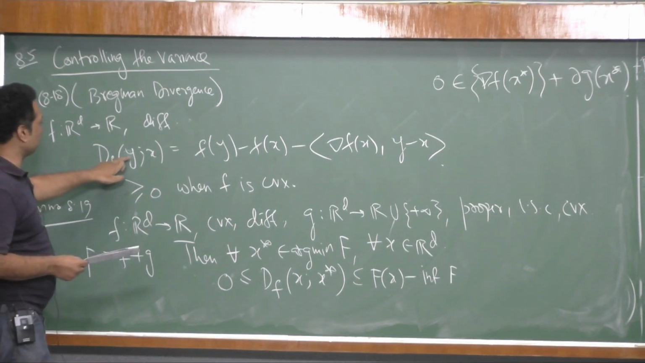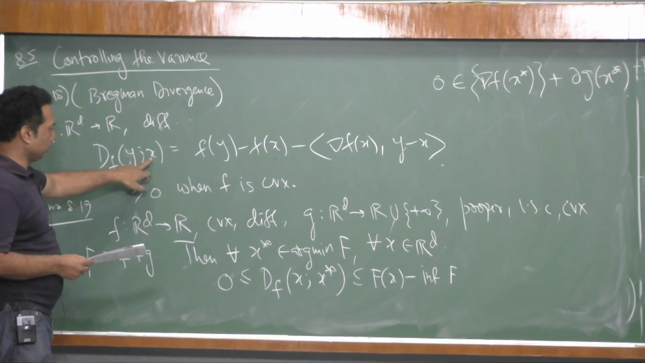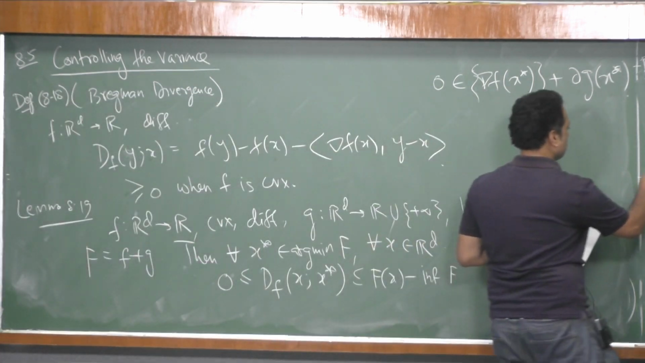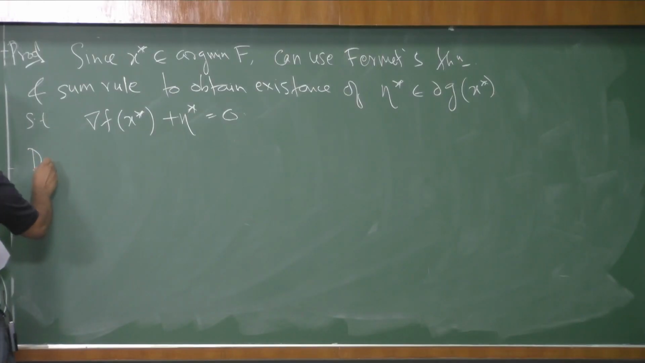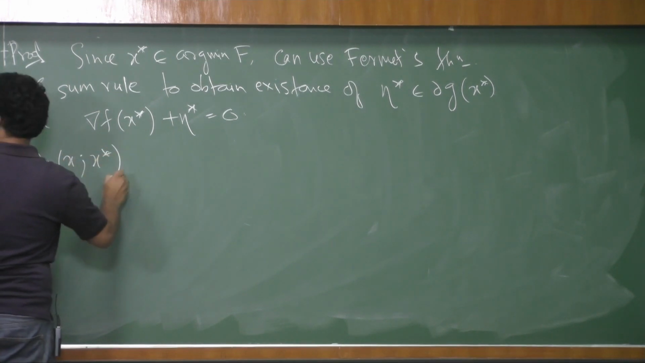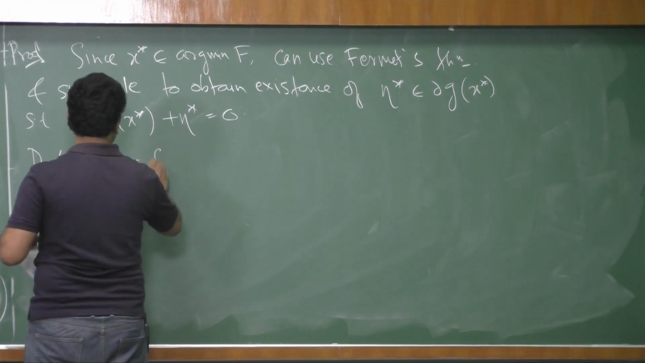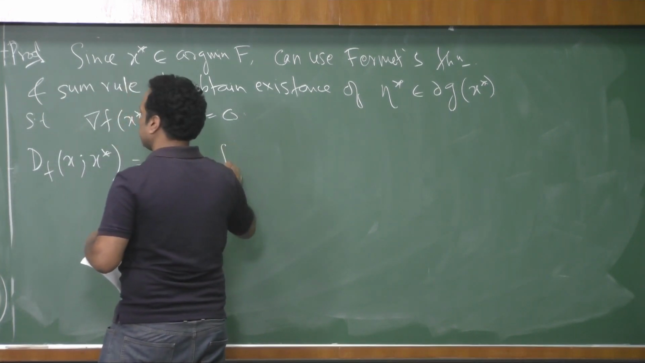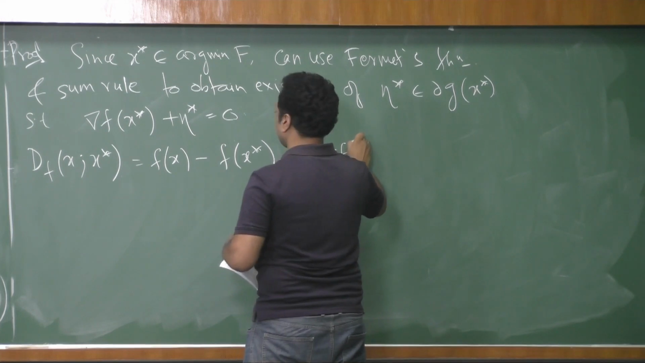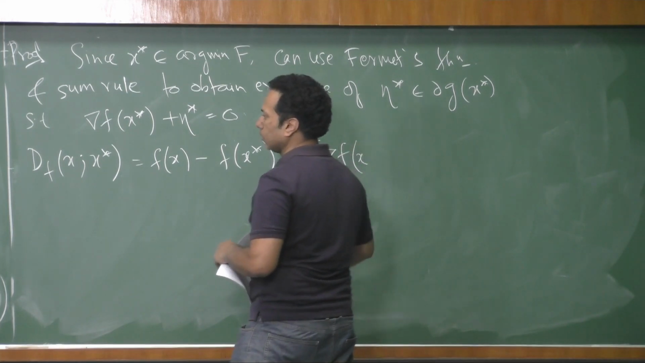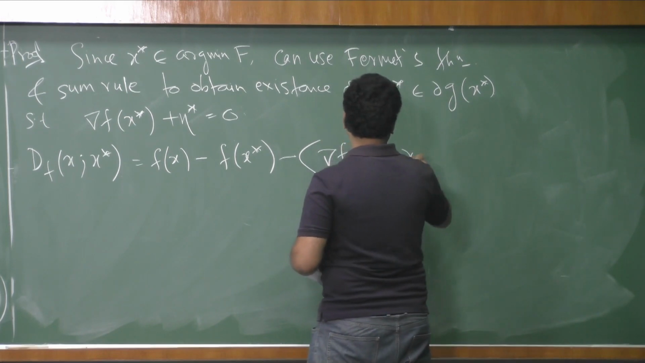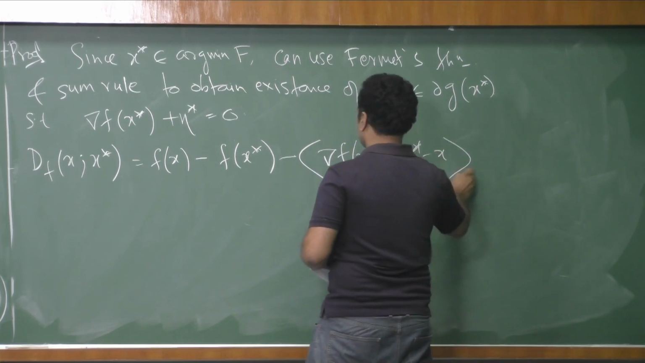So first one is x, in place of y is x and in place of x is x star. So let us see what we can get for x star. So this is f(y) minus f(x) minus f(x star) minus grad f(x) and then x star minus x.